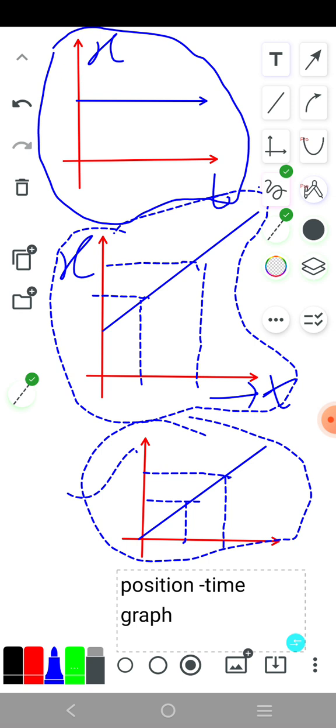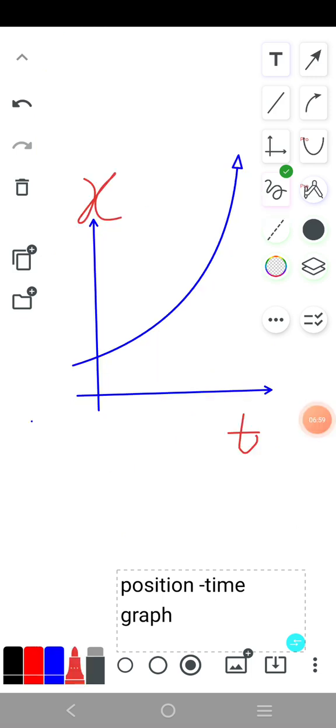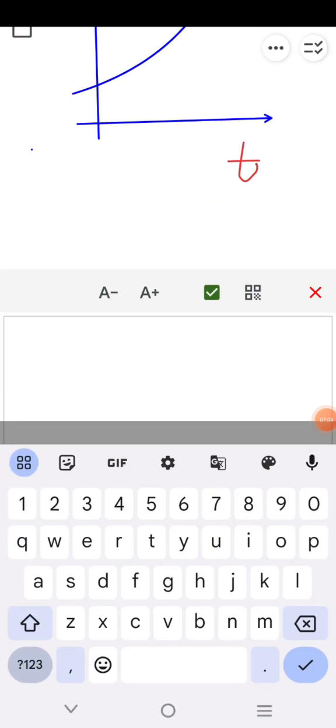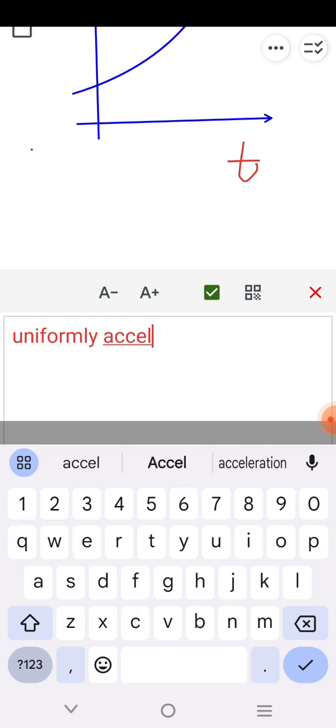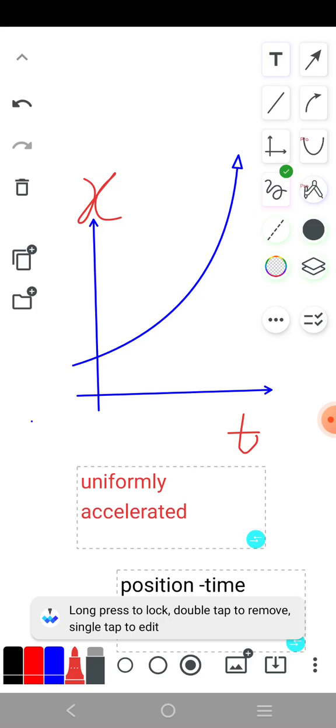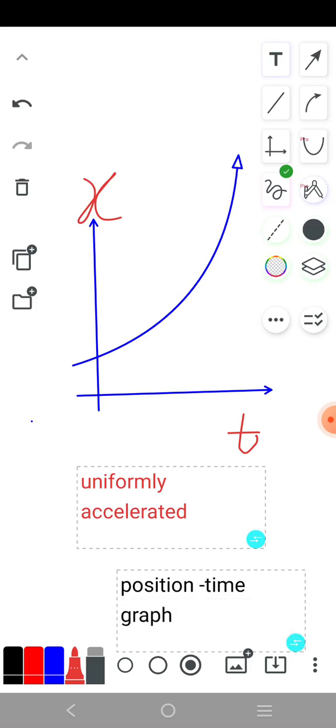Now let's come to another discussion. Now students, I have drawn a graph. This is a graph of an object for uniformly accelerated motion. Now what is the meaning of uniformly accelerated motion? Let's discuss. Uniformly accelerated motion means that with respect to time the object is changing its velocity equally. That means equal changing velocity in equal interval of time.